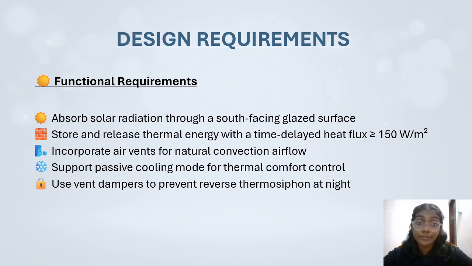Next, we identified the functional requirements needed for an effective Trombe Wall system. First, the system must absorb solar radiation through a south-facing glass surface. This allows maximum solar energy collection during the daytime. Second, the wall should be able to store and release thermal energy with a delayed heat flux of at least 150 watts per square meter.